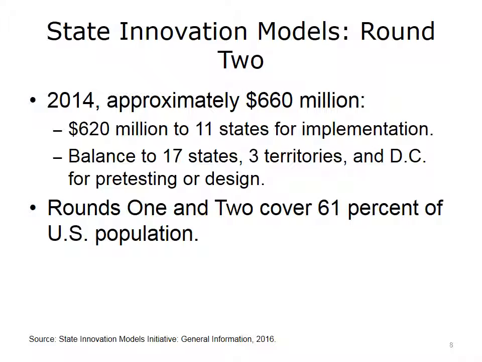The innovations contemplated in Rounds 1 and 2 cover 61% of the U.S. population. We can anticipate a steady stream of innovations coming out of these local experiments that should inform the evolution of the whole U.S. system.